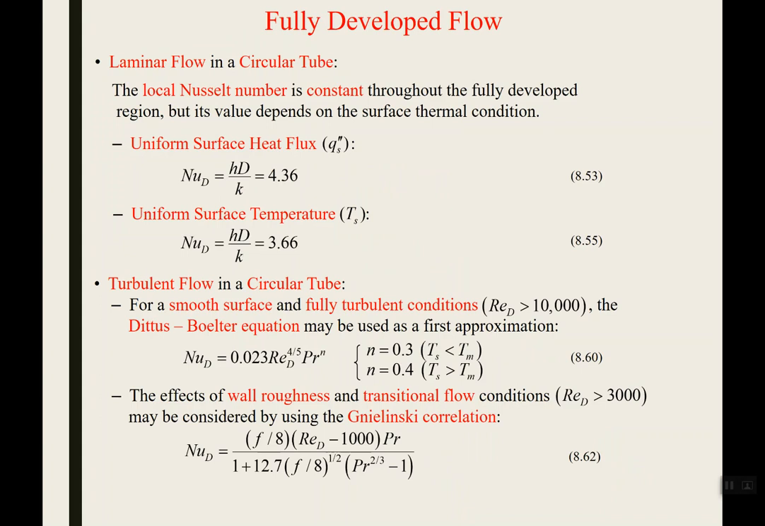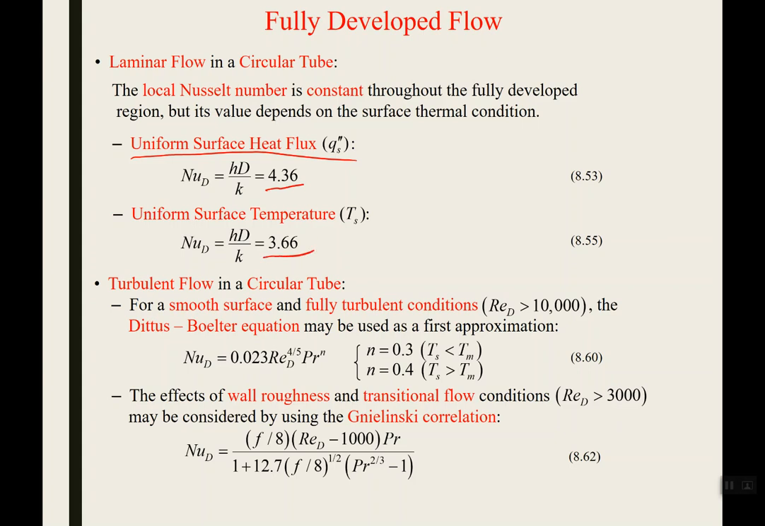So when you have laminar flow in a circular tube, a really interesting thing happens: our Nusselt number becomes just a constant. When we have uniform surface heat flux, that constant is 4.36. So we take that 4.36 and back solve to find our H. When we have laminar flow with a uniform surface temperature, that Nusselt number is 3.66.